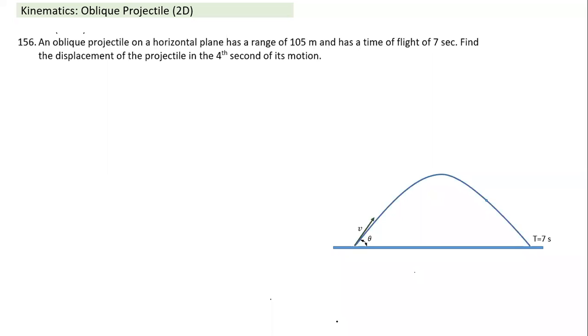See what has happened. It has taken from here to here. It has taken 7 seconds. And during 7 seconds, it has been traveling in the x direction at a constant speed. And what is the distance traveled? In 7 seconds, it has traveled 105 meters. It means what is the speed which is constant here? This itself gives me the ux value.